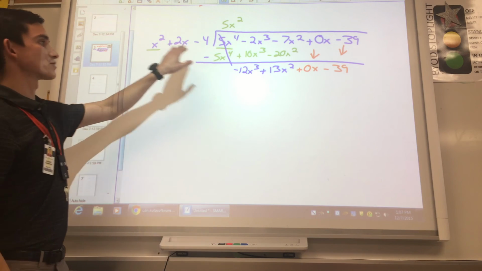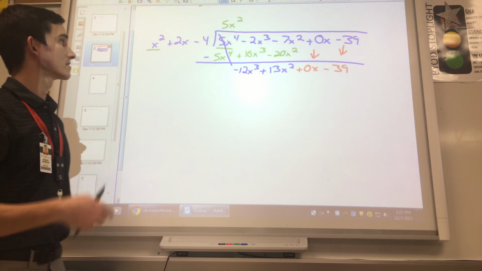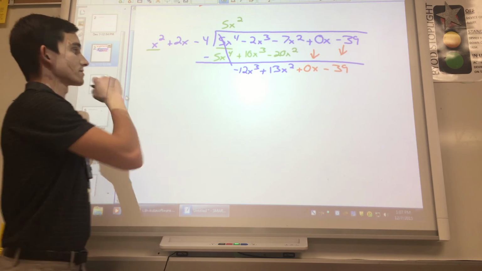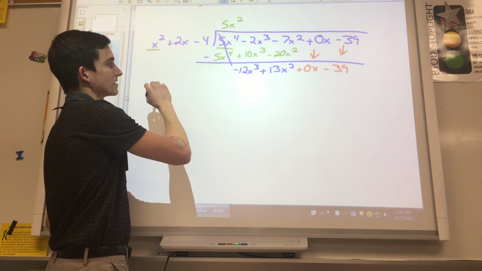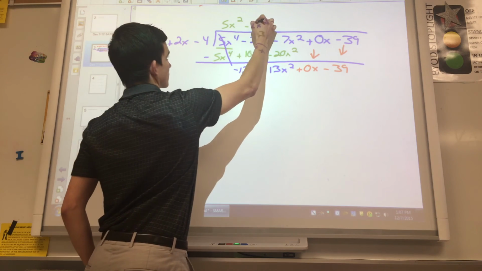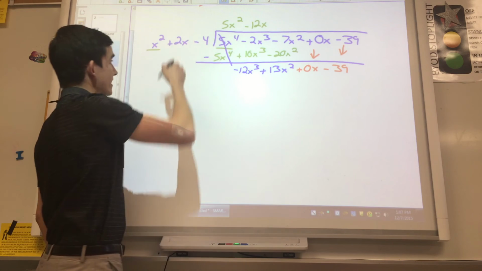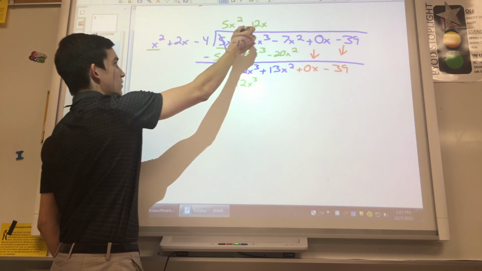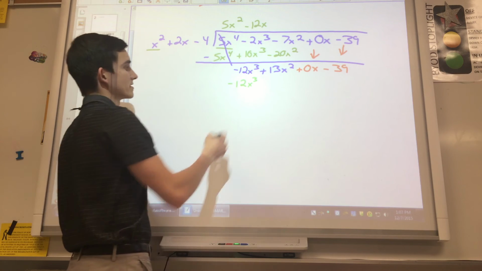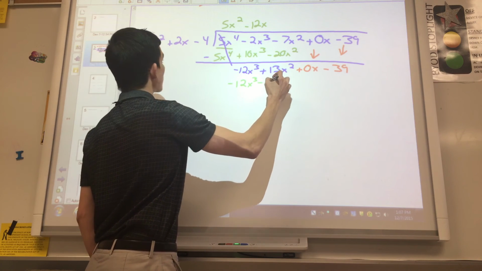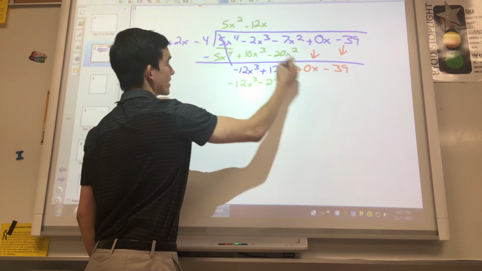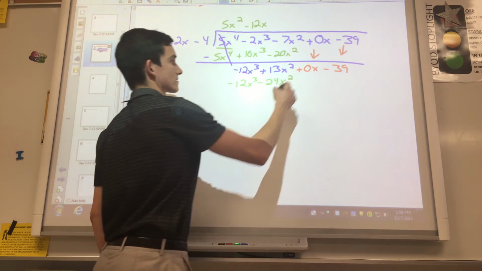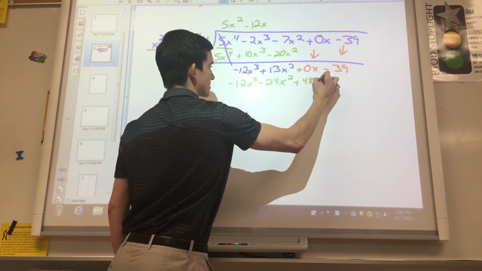So x squared times what is going to get me negative 12x cubed? Starting to get pretty long. Okay, so it's going to be negative 12x. Negative 12x times x squared is negative 12x cubed. Negative 12x times 2x is negative 24x squared. Negative 12x times negative 4 is positive 48x. This is a long one.